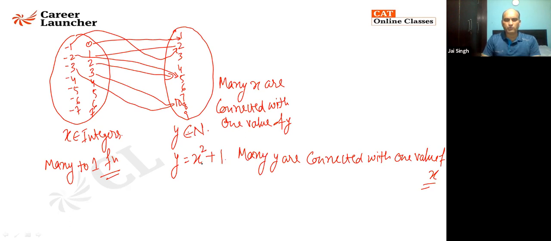Negative value because it is a square, my dear. Minus 1 square plus 1 will come out to be 2. Fine, Soumya. If you take minus 2 square plus 1, it is 5, as well as 2 square plus 1 is also 5. So it is the same. Soumya ji, is it clear? Fine. So minus 2 and plus 2, many values are connected with one value of y. So I will say many kids have one father.